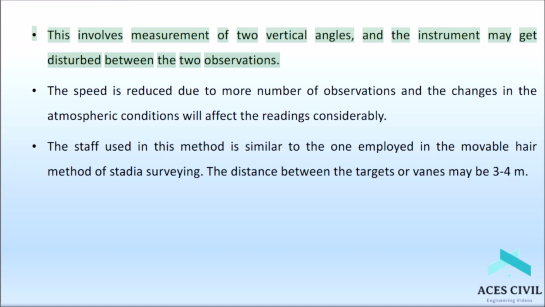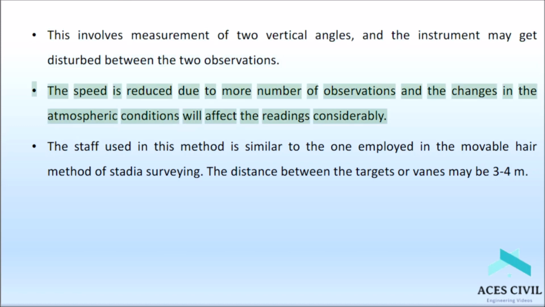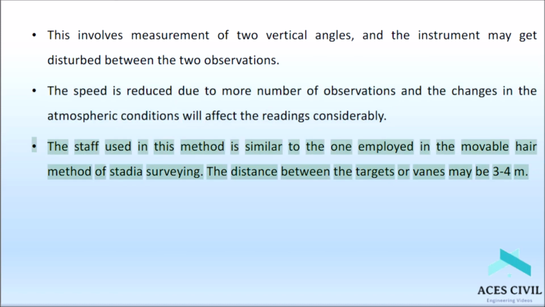This involves measurement of two vertical angles, and the instrument may get disturbed between the two observations. The speed is reduced due to the greater number of observations, and changes in atmospheric conditions will affect the readings considerably. The staff used in this method is similar to the one employed in the movable hair method of stadia surveying. The distance between the targets or vanes may be 3-4 m.